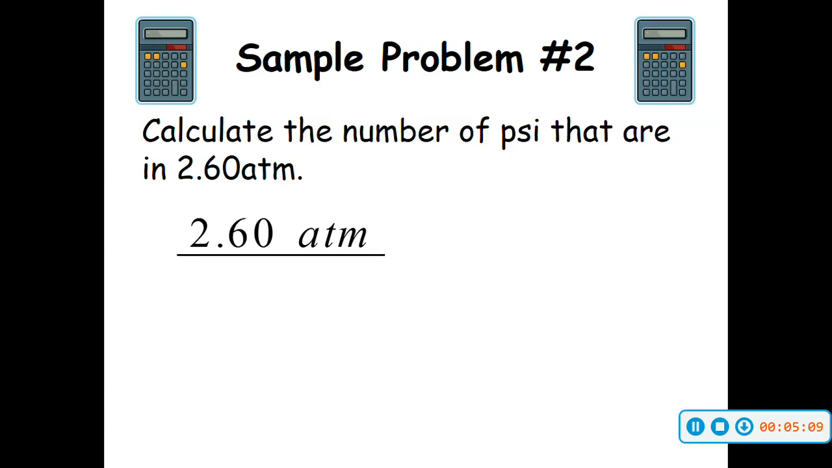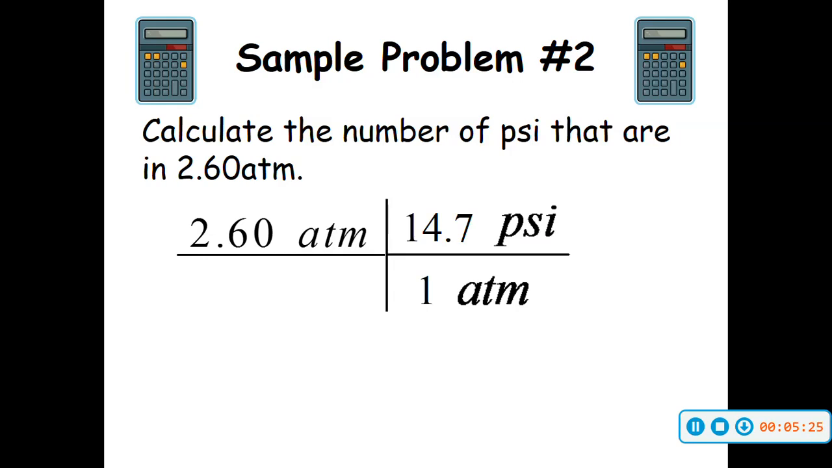Okay, so it says calculate the number of psi that are in 2.60 atmospheres. That means we are going from atmospheres to psi. Remember, our conversion factor is 1 atmosphere equals 14.7 psi. In order to cancel out your units, atm must be on the bottom and psi needs to be on top. To solve 2.6 times 14.7, you should get an answer of 38.2 psi.